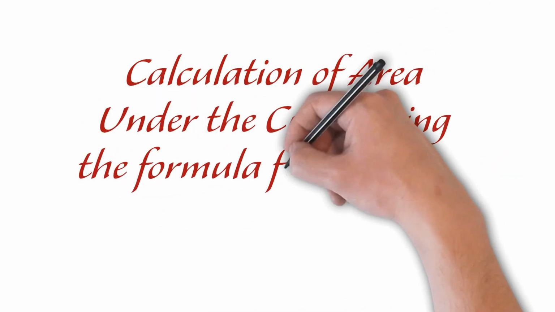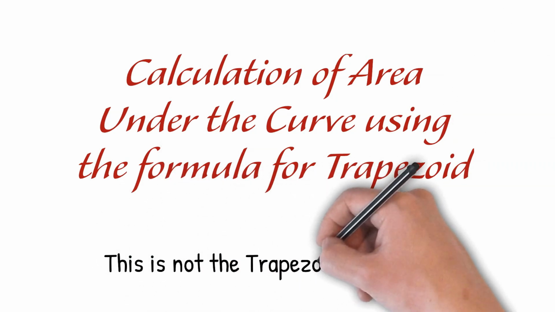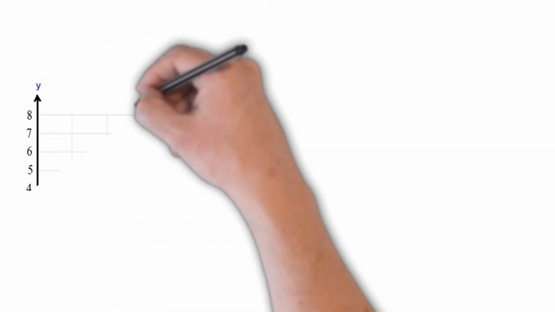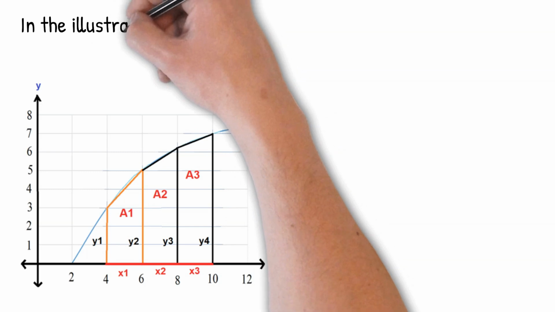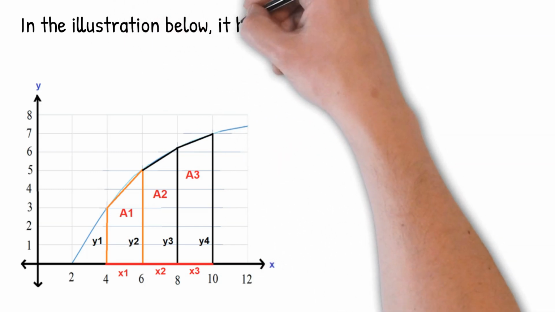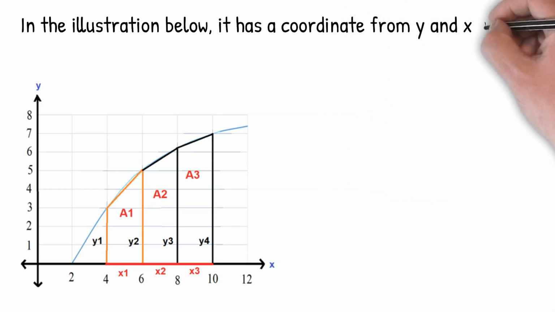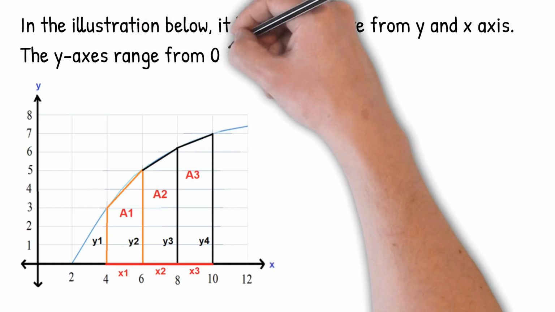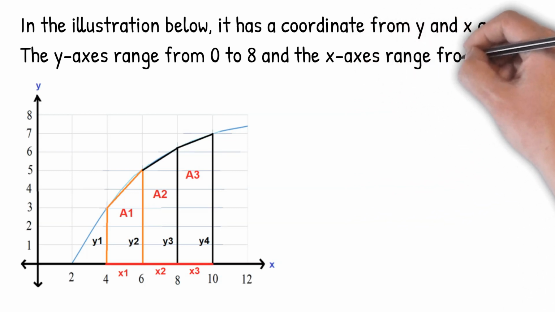Calculation of area under the curve using the formula for trapezoid. This is not the trapezoidal rule yet. In the illustration below, it has a coordinate from y and x axis. The y-axis ranges from 0 to 8, and the x-axis ranges from 0 to 12.